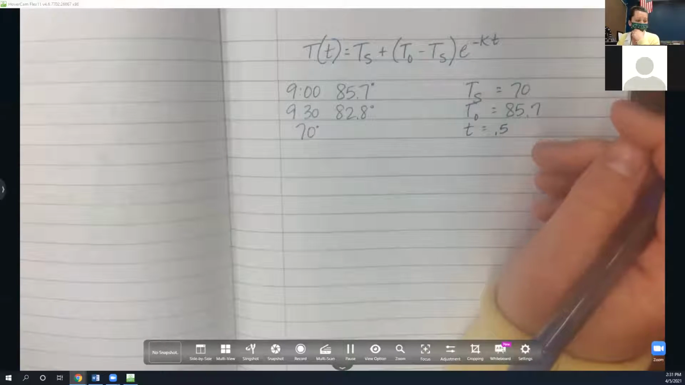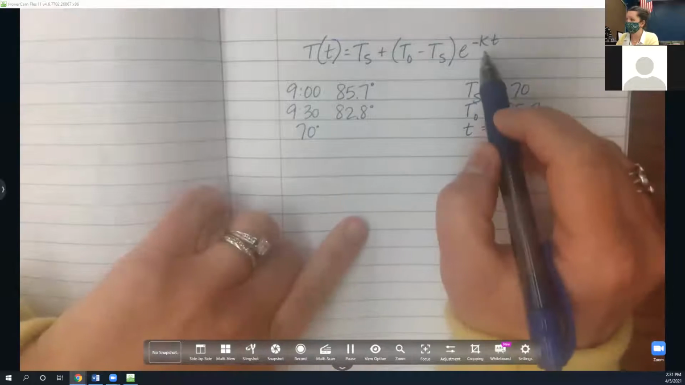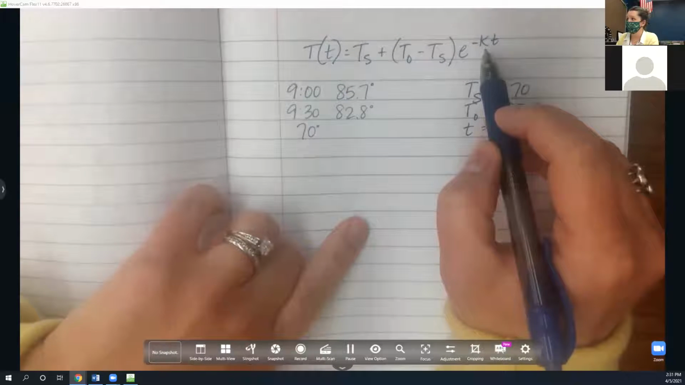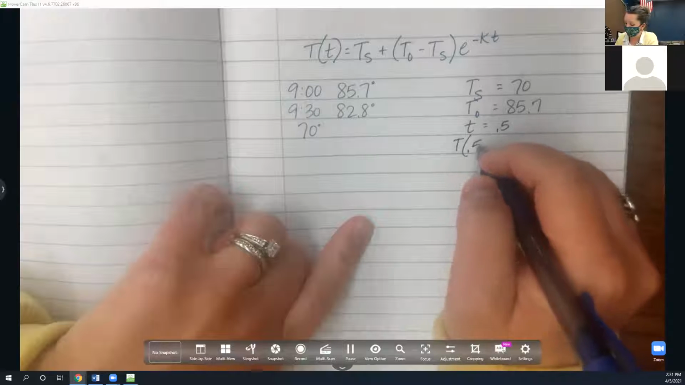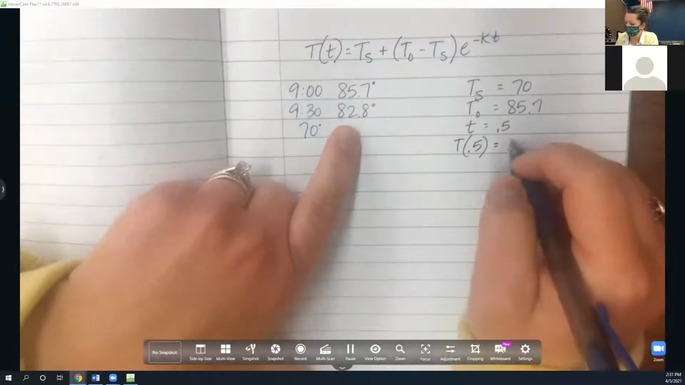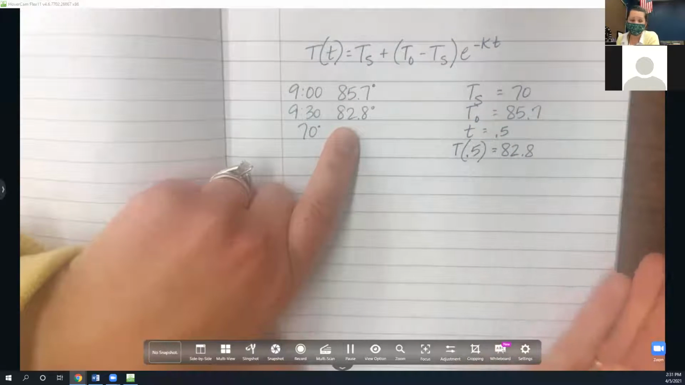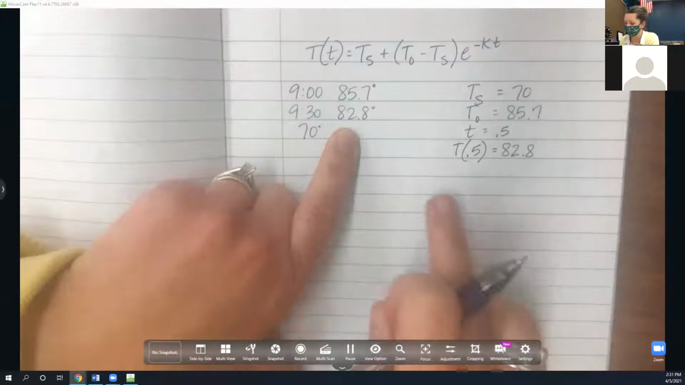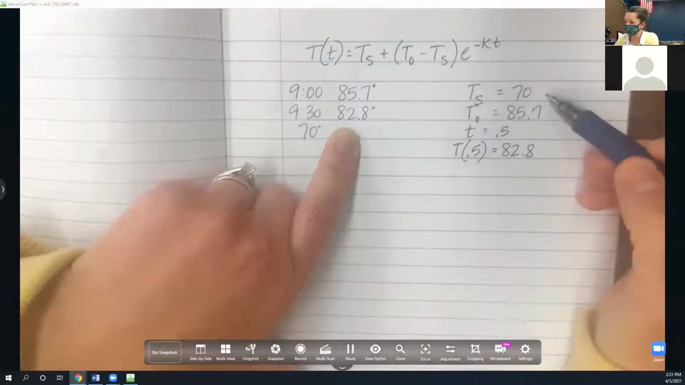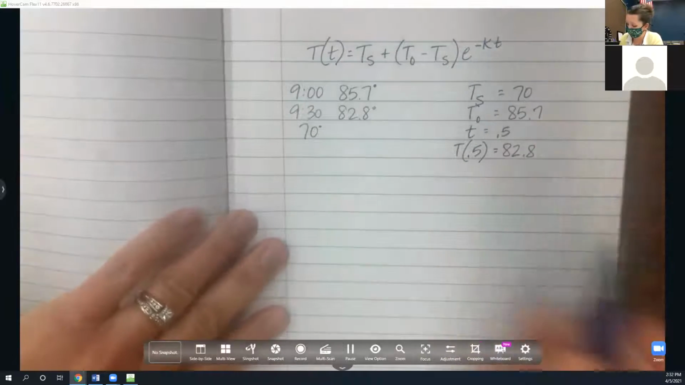And let's see, what do we not know? We don't know our cooling decay constant here, but we do know that at that half an hour, T of 0.5, it was 82.8, right? So think about this, you can't solve an equation with more than one variable. You need to narrow it down to just finding one variable. That's exactly what we've done. We've identified four variables, and now we're just looking for that decay constant. So let's plug everything in.